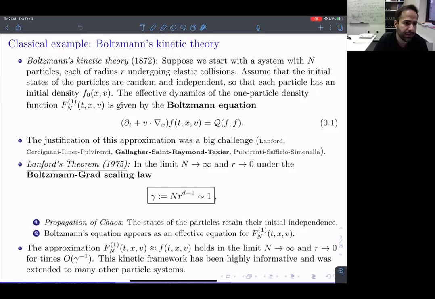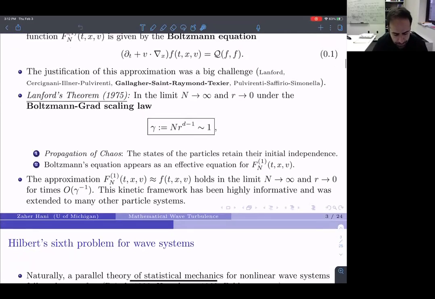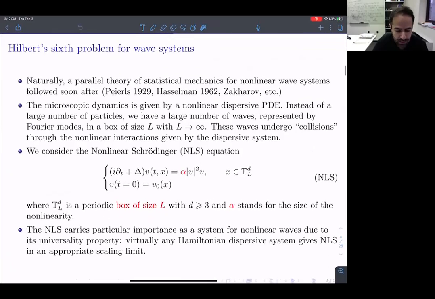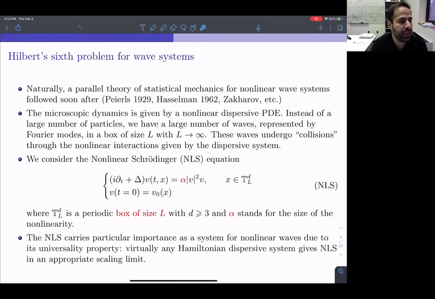And so this is an example of the kinetic framework, but this kinetic framework is highly informative and was generalized to much more general and other particle systems. Okay. So today we'll be interested in doing a sort of wave PDEs.